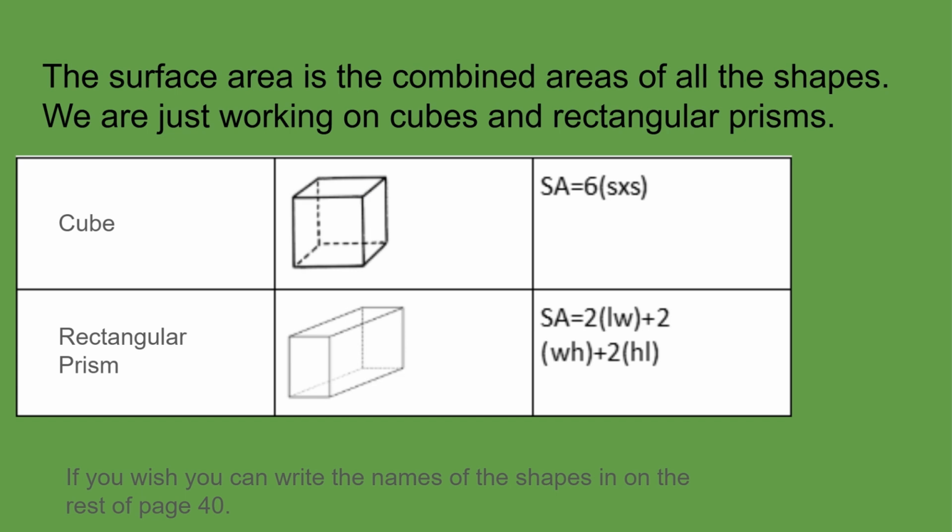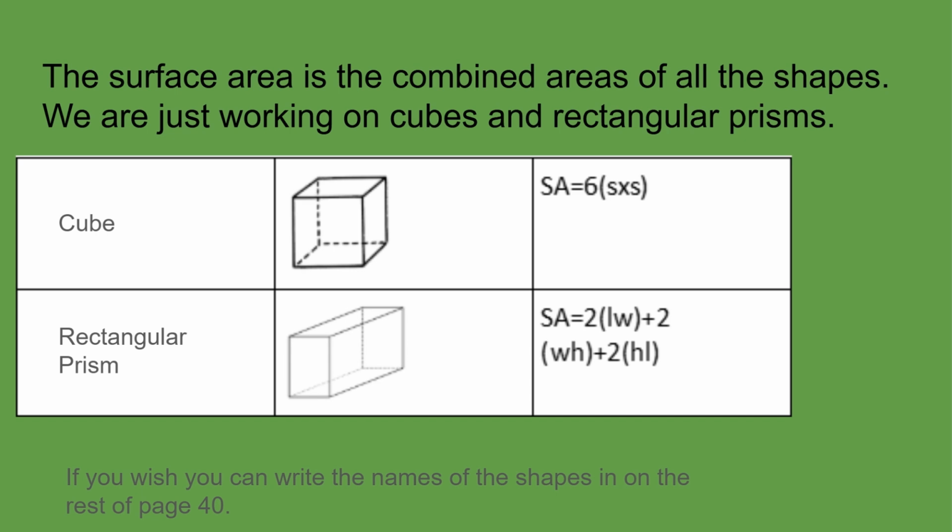Okay, the surface area is just the combined areas of all the shapes. We're just working on cubes and rectangular prisms. If you wish, you can write the rest of your shapes in your binder on page 40, but you just need to write down cube and rectangular prism. Now, if you look at the first one, the surface area of the cube, if you think about it, a cube has 6 squares. And remember, square area was side times side. So we're just going to multiply 6 times side times side. You might see that as side squared. That's the same thing, right? Side times side is the same as side squared.